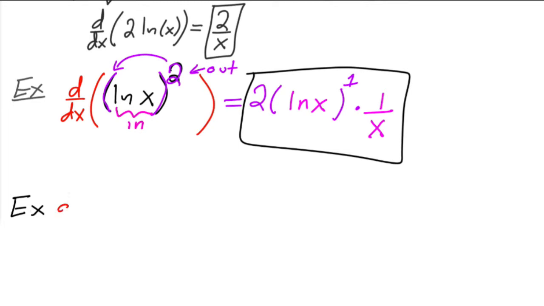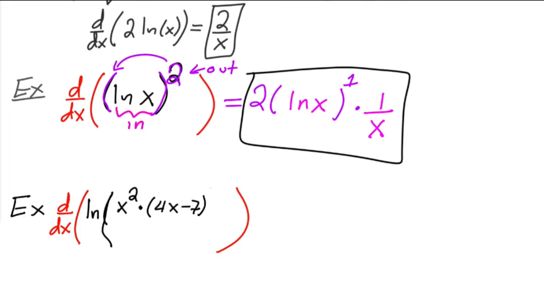Let's say we want to find the derivative of, how about something crazy like the natural log of x squared times (4x minus 7) to the 4th over 3 raised to the x times e to the x squared. Now, at first glance, this looks absolutely terrible. Terrible, terrible, terrible.